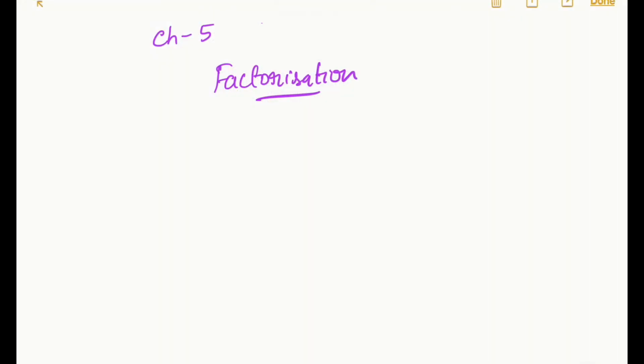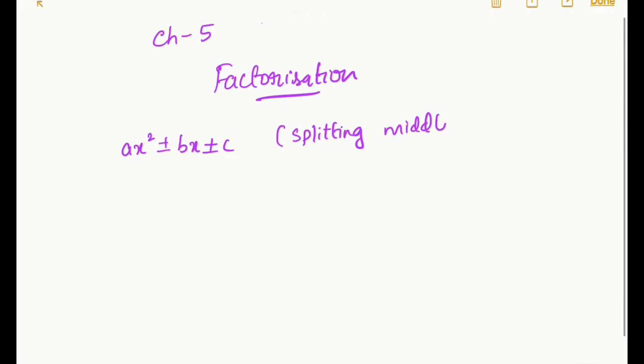Hi students, let us continue with chapter 5, factorization. In our previous class, we learned about factorizing by taking out the common factors and factorizing by the grouping method, right? Today we'll be dealing with trinomials of the form ax square plus or minus bx plus or minus c. We are splitting the middle term and solving it.